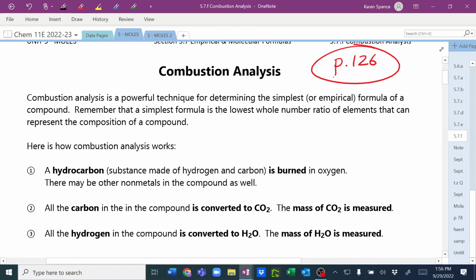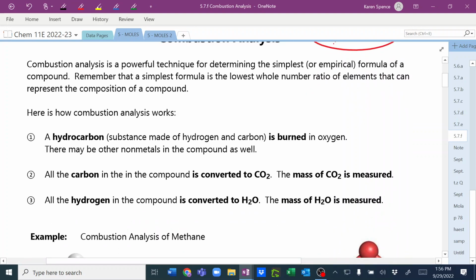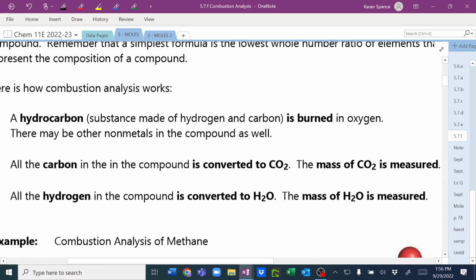We have a hydrocarbon made of, guess what? Hydrogen and carbon, and we burn it. What do you need in order to burn something? Oxygen. So it is burned in oxygen. There may be other nonmetals as well. So there's going to be hydrogen, there's going to be carbon, and there may be other nonmetals in that compound, nitrogen, fluorine, whatever. All of the carbon gets converted into carbon dioxide, okay? So all the carbon gets converted to CO2, and then we measure the mass of the CO2.